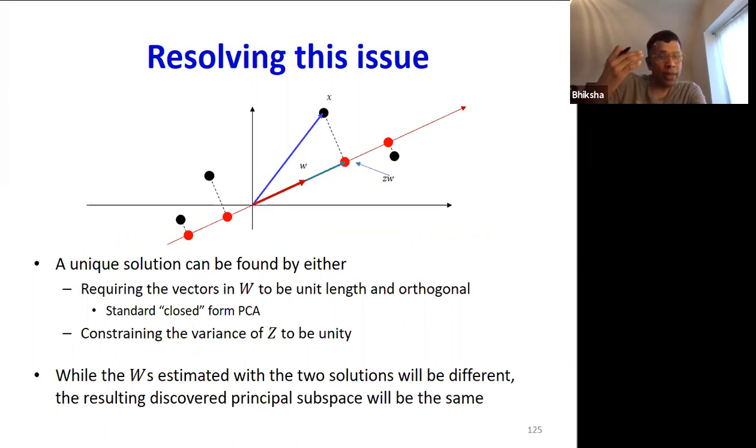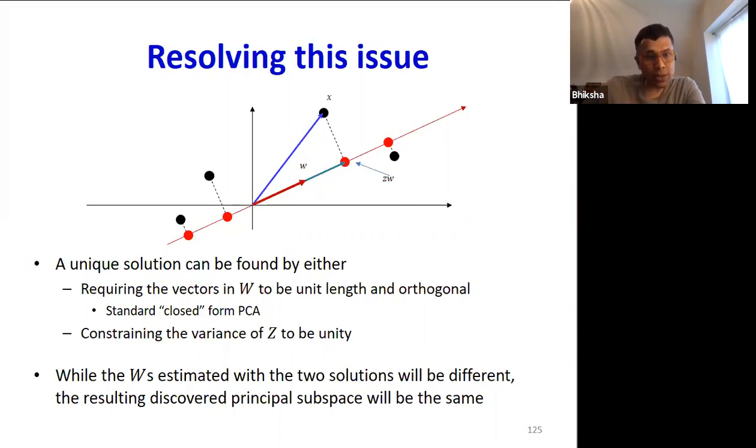And so in standard PCA, you make an assumption. You're going to say that I want my bases to be unit length. I want them to be orthogonal to one another. And that is going to give you the standard eigenvalue problem, which you're familiar with for PCA. But there's a second way of getting a unique answer here.